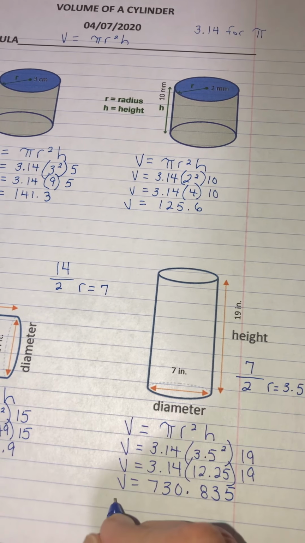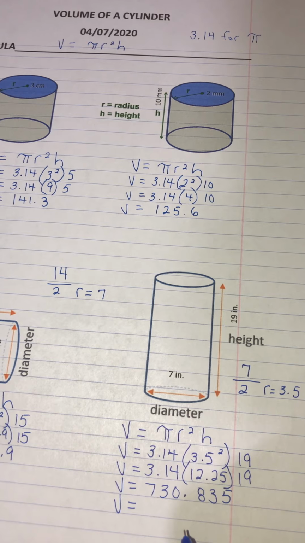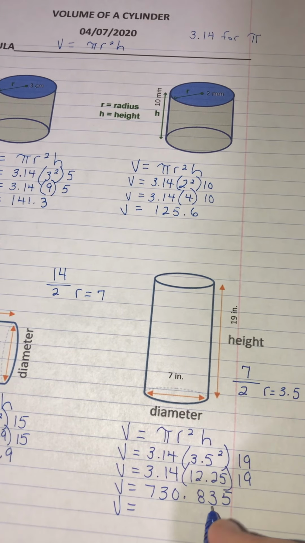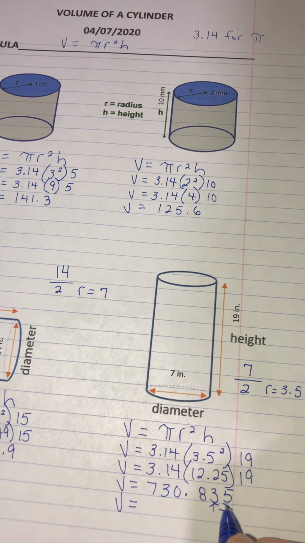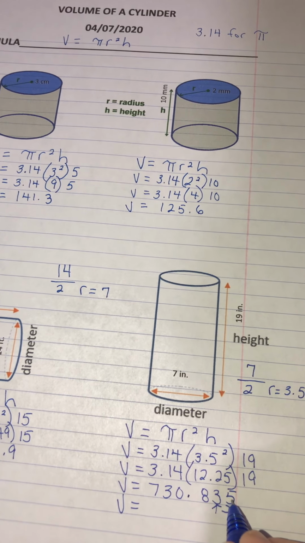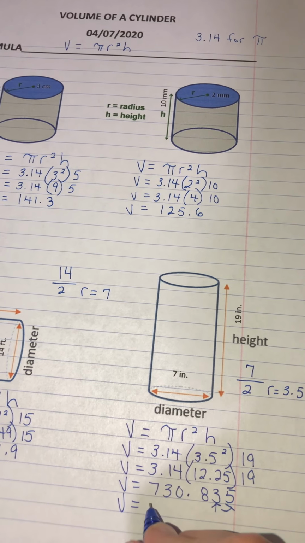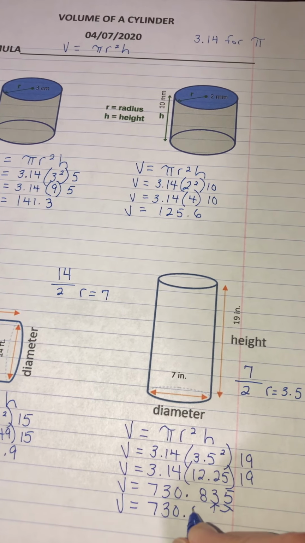730.835. Now, on the IXL, they ask you to round to the nearest hundredth. So remember, the hundredth place is where the 3 is. But I have to look next door, and next door is 5. And remember, like in class, we talked about if it's 5 or more, this has to be raised. So the final answer would be 730.84.